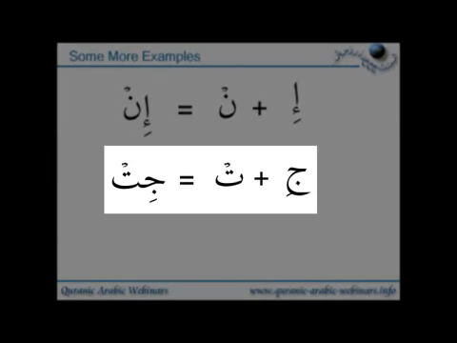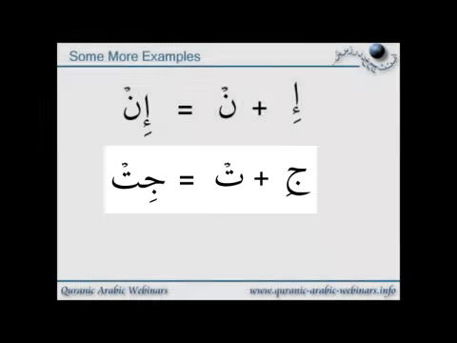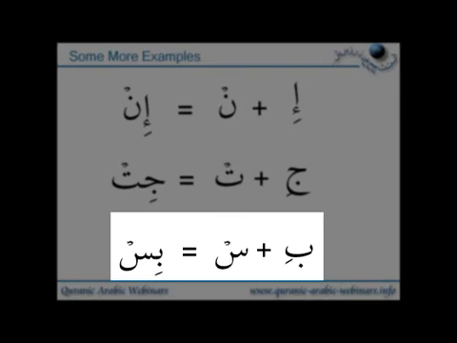Here we have a Jim with a kasra giving G, with a Ta with a sukoon. And this will give the sound of jit. So G and then the T of Ta giving jit. Here we have a Ba with kasra giving the sound of B, and the Sin with sukoon, and joining them together gives the sound of bis. So we have the B and the S of the Sin giving the sound of bis.